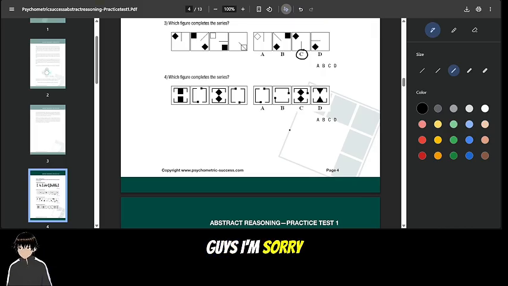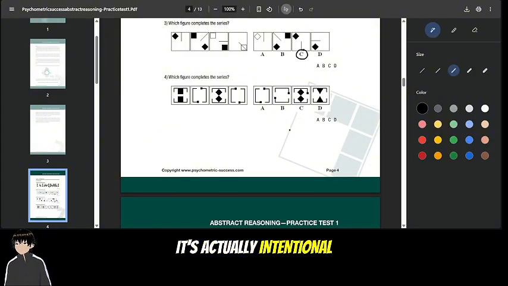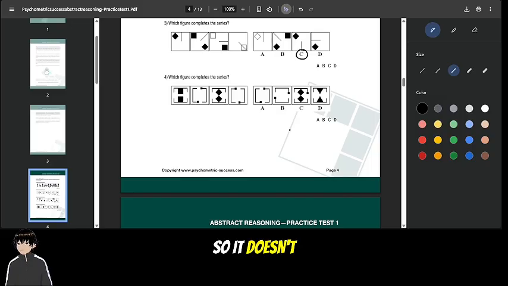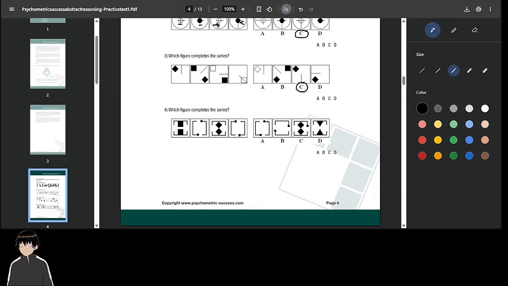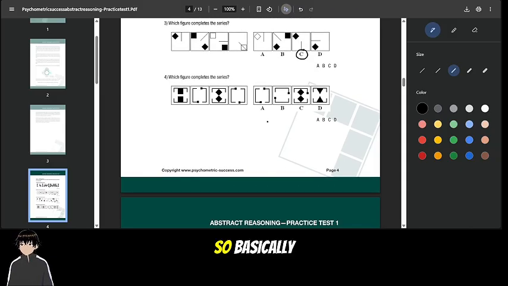By the way, guys, I'm sorry if the screen's a little bit laggy. It's actually intentional. I'm undervolting my laptop so it doesn't harm the temperature, doesn't harm the hardware. So basically, there's just going to be a dip in the performance of the laptop.